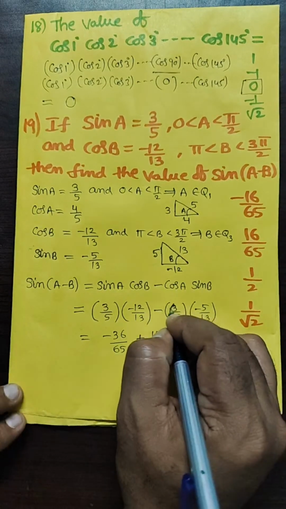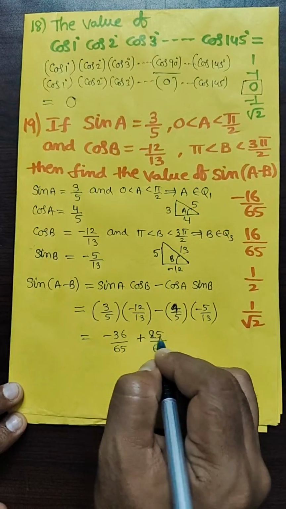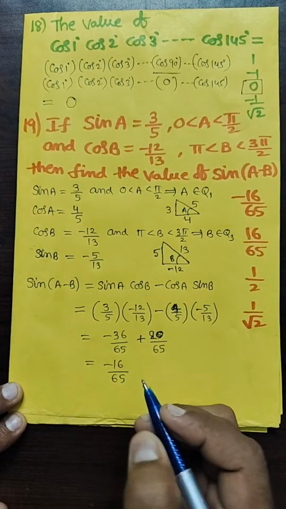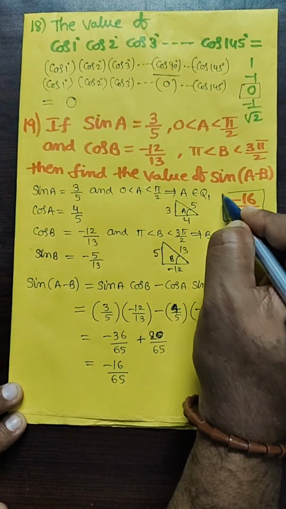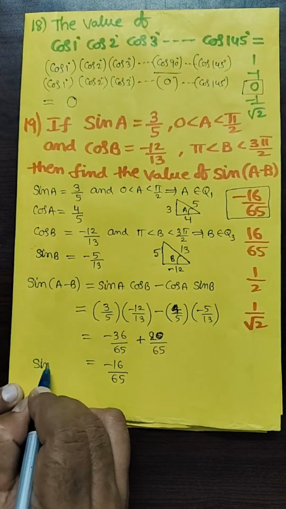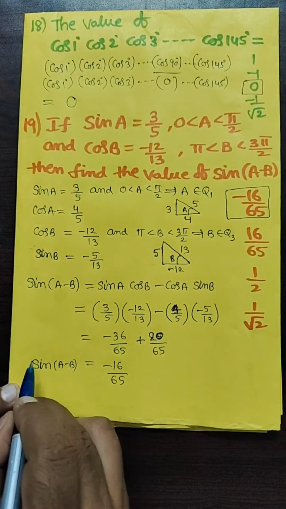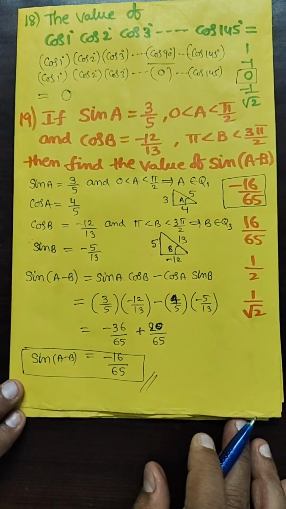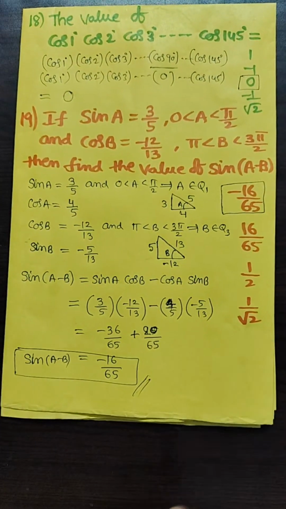Cos A value is 4 by 5, dear students. Sorry, very sorry. So 20. So which is equal to minus 16 divided by 65. So your answer is minus 16 by 65. Sine of A minus B is equal to minus 16 by 65. Okay dear students, I hope you understand. Yeah, we'll move to other questions.